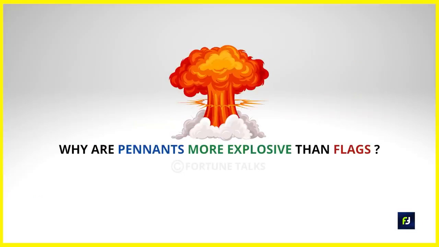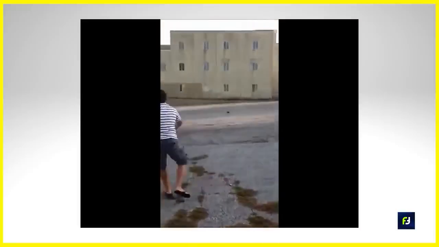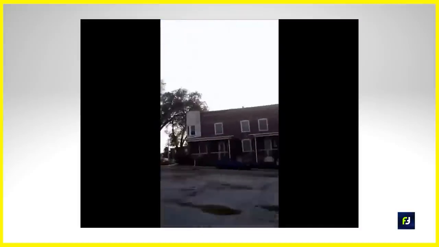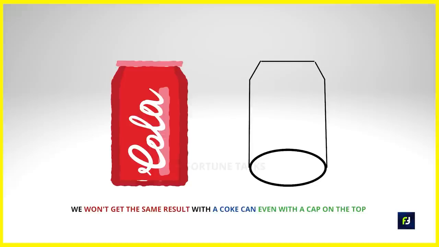Now, as I have cited earlier, bull pennants create a more explosive breakout than the bull flag pattern. Now, let me explain the reason why. I hope you have seen videos in which a Coca-Cola bottle is shaken and then thrown onto the ground. Now, the cap explodes and the bottle flies off. I don't want to go deeper into the physics of this, but one of the factors that triggered this event is actually the shape of the Coke bottle itself. If you try the same experiment with a Coke can, you may not get the same result.